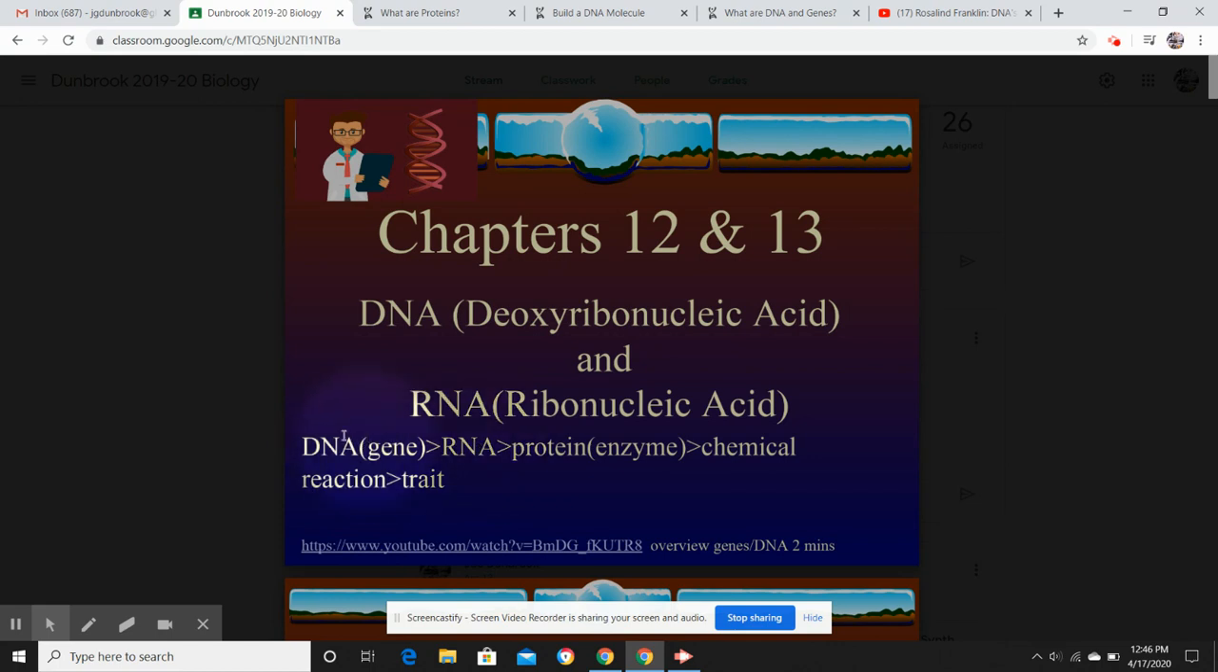So DNA, your code for brown eyes, really passes that code to RNA, which gives instructions on how to build a protein enzyme that's going to give you a chemical reaction that gives you brown pigment, which is going to give you brown eyes.